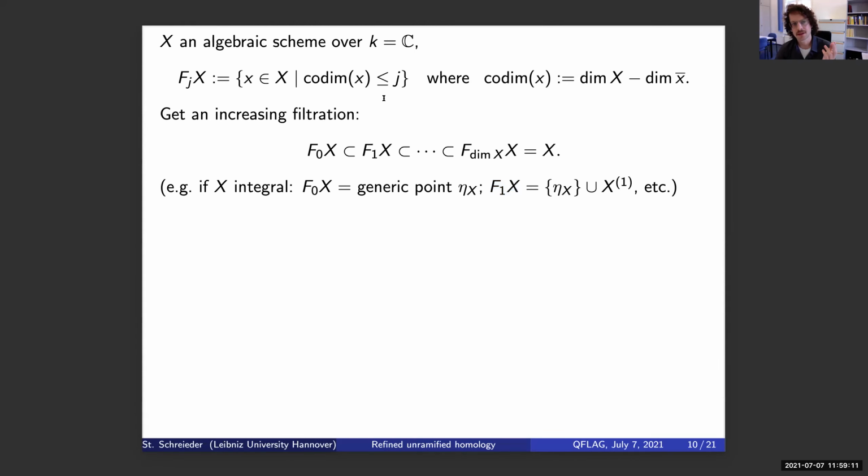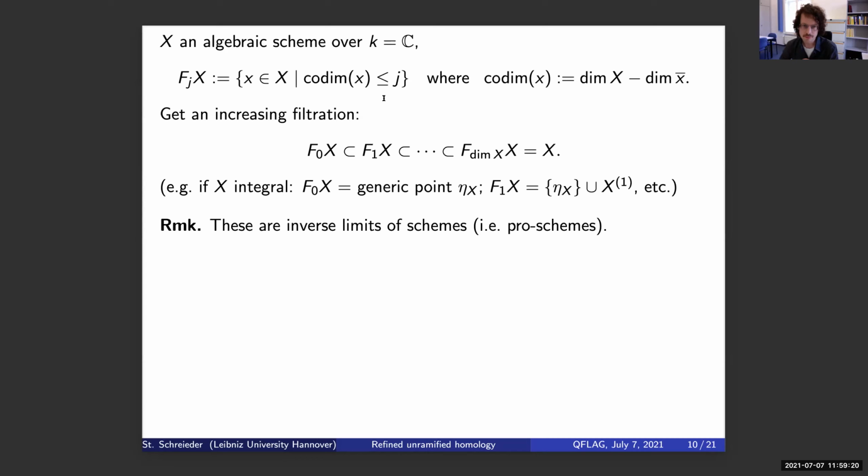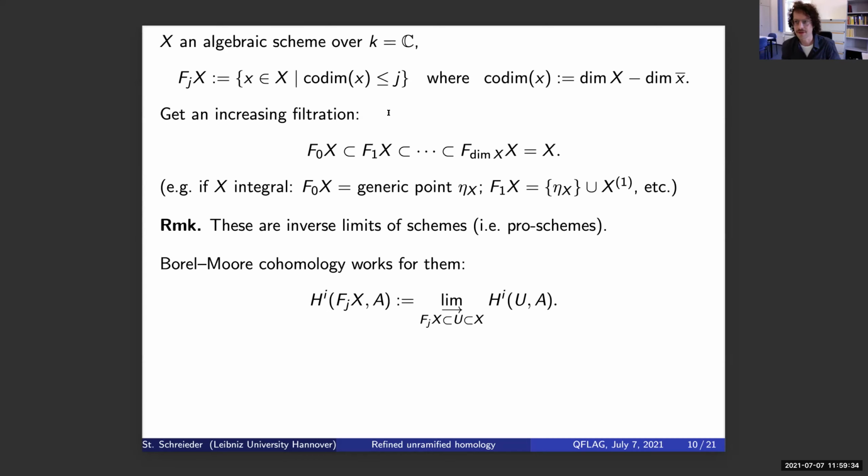Now, I defined this as a set, but this is really an infinite intersection. So it's an inverse limit of schemes, and so it's a pro-scheme, a pro-object in the category of schemes. And so part of the story of this talk is that these spaces behave pretty well. So we can really think about them as spaces. In particular, they have a well-defined Borel-Moore cohomology. They are infinite intersections of open subsets where you throw away points of the wrong codimension successively. And since they are this inverse limit, it's natural to define their cohomology as a direct limit.